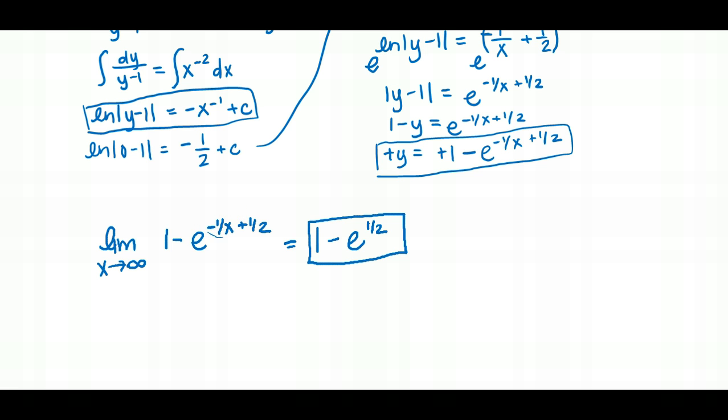So only this portion right here goes to 0 as my x values approach infinity, because nothing else has an x in it for us to substitute in bigger and bigger values into.